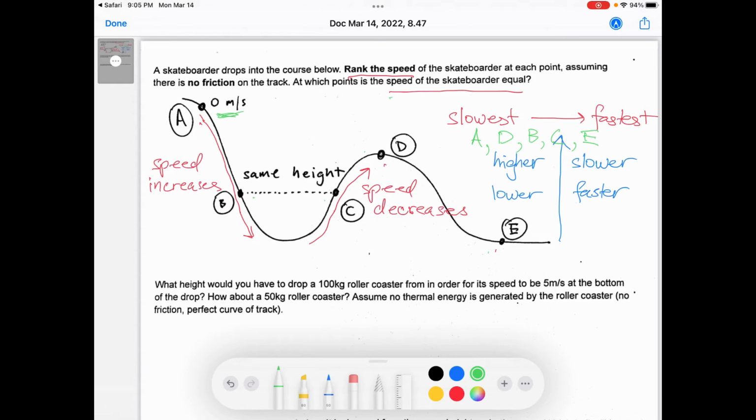But at which points is the speed of the skateboarder equal? At the same height, the skateboarder will have the same speed. So at points B and C, the skateboarder will have the same speed.